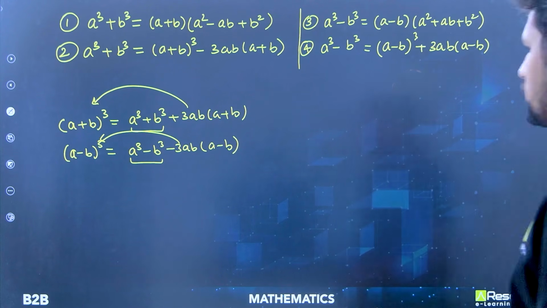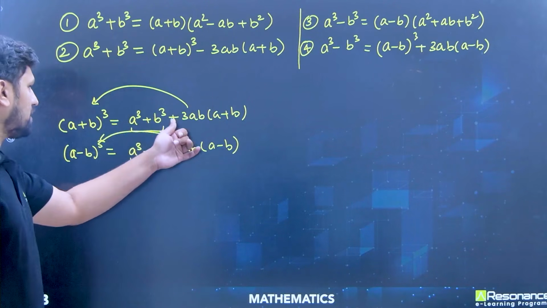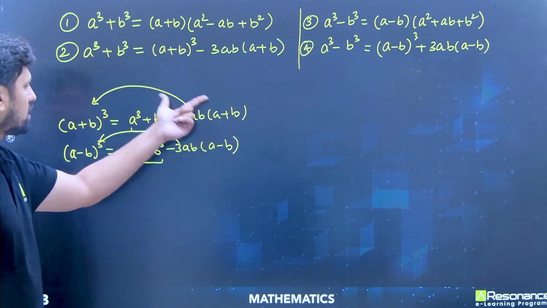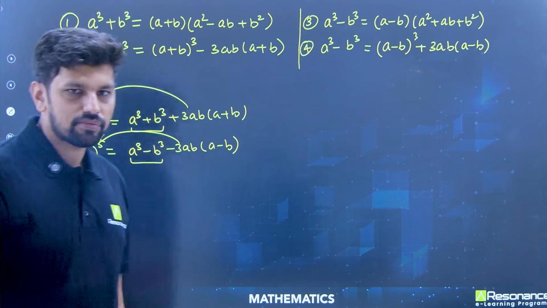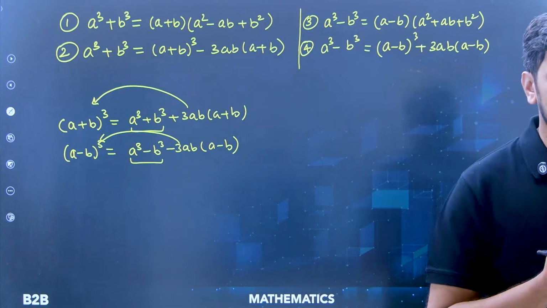Second one wrong, Avinash is saying. Very good, Avinash. a cube plus b cube is equal to what? a plus b whole cube. This will be transferred here. Okay. Understood?